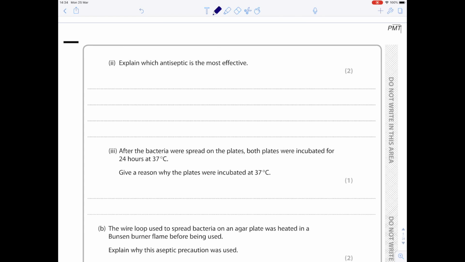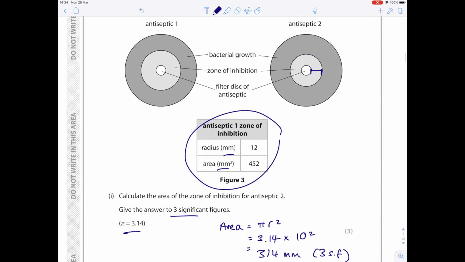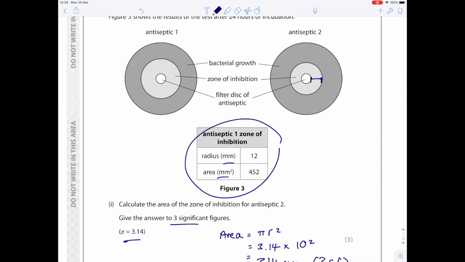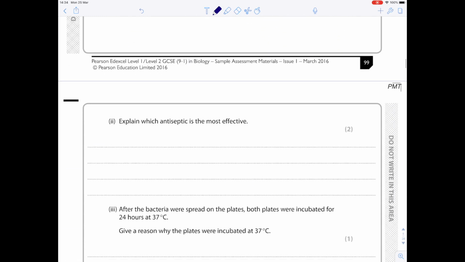Explain which antiseptic is most effective. I've accidentally already done that. If you look up, you can see that the area is much larger for antiseptic 1 in terms of the size of the zone of inhibition. So antiseptic 1 is the better antiseptic, and the reason here is obviously that more of the Streptococcus pyogenes has been killed, hence the zone of inhibition. That's where that bacteria cannot grow.